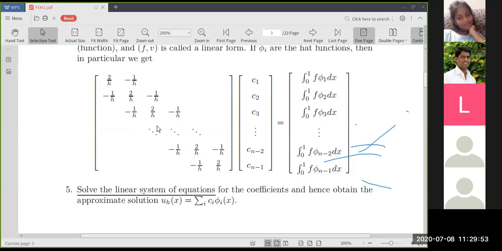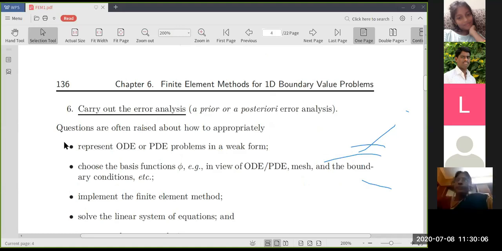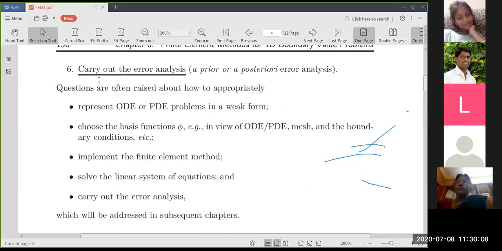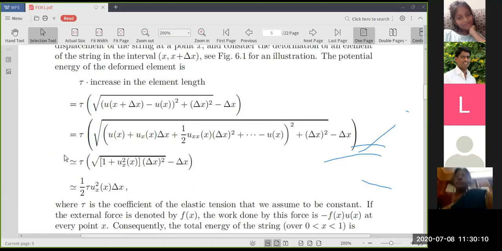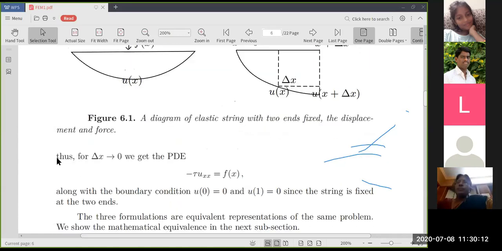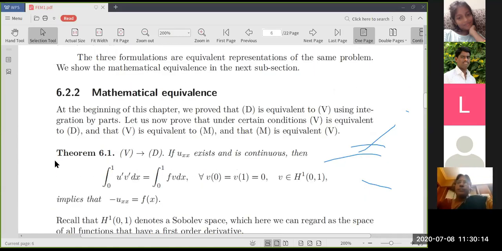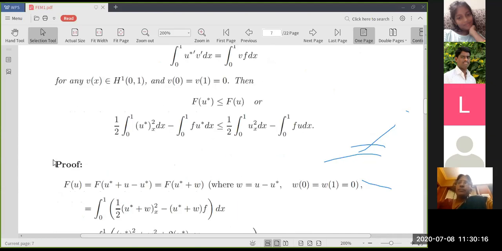Once we obtain this linear system, we have to solve this linear system of equations to obtain the coefficients C1, C2, C3, etc., Cn minus 1. And finally, we try to carry out the error analysis. Anyhow, first we will go to how we write and implement this. I'll go to the implementation aspects.